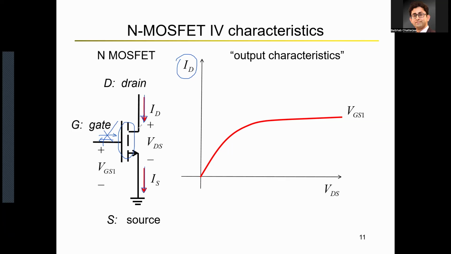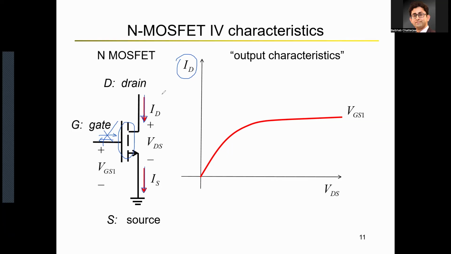That means, according to KCL, the current coming into your drain terminal and the current going out of your source terminal for this N-channel MOSFET is going to be equal. Because KCL states that the sum of the current coming into and going out of a terminal is going to be zero. That means if something is coming toward the drain terminal, the same amount of current has to come out of the source terminal.